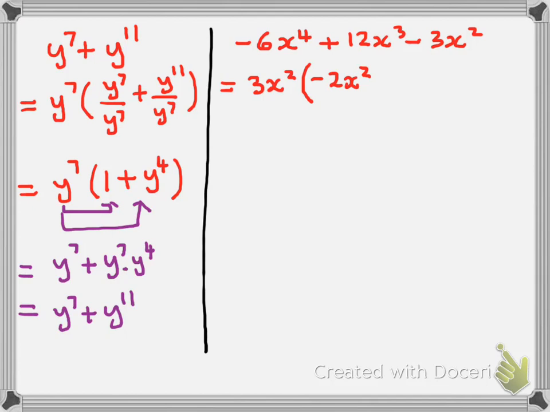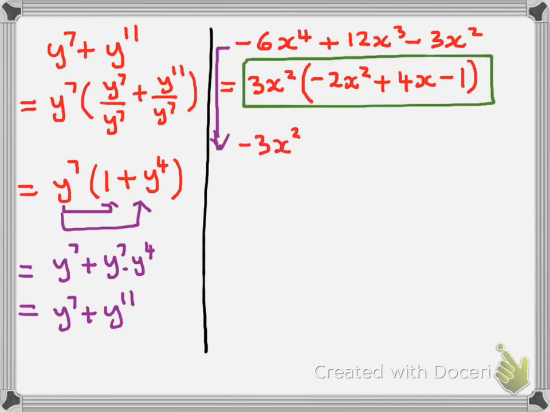If you divide negative 6x to the power 4 by 3x squared, you will get negative 2x squared. If you divide 12x cubed by 3x squared, you will get 4x. And if you divide negative 3x squared by 3x squared, you will obtain minus 1.